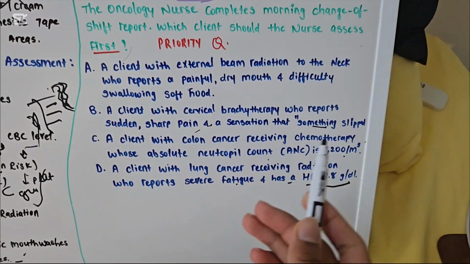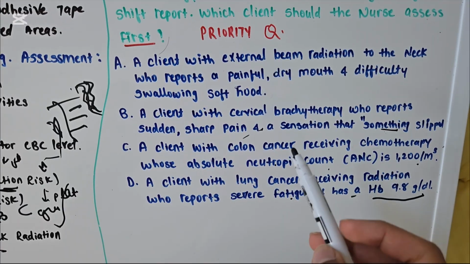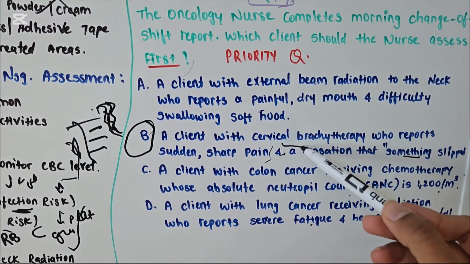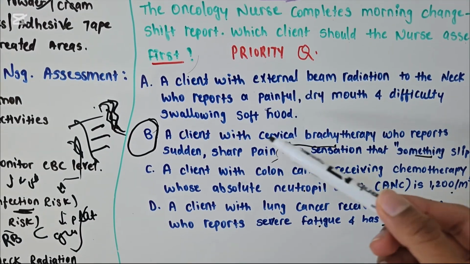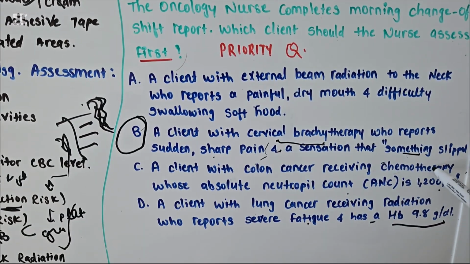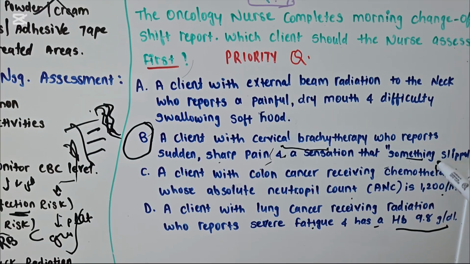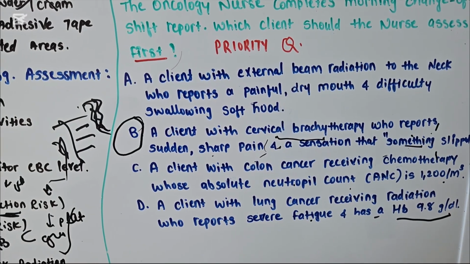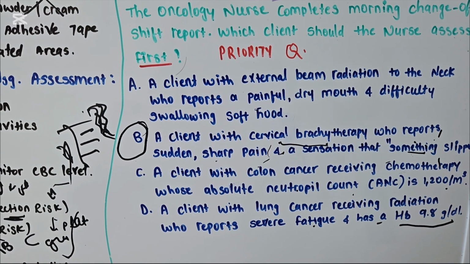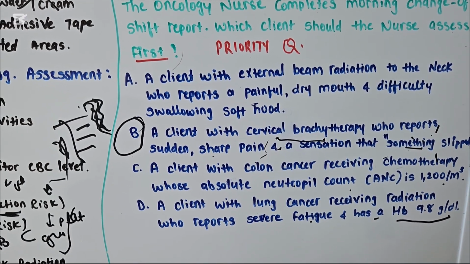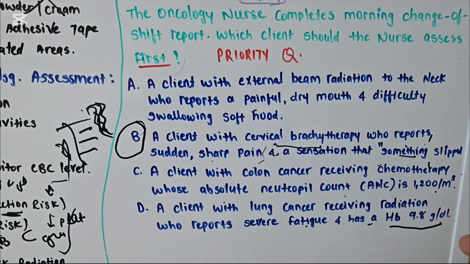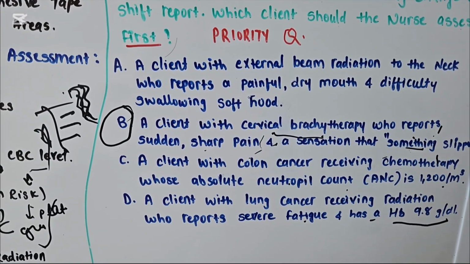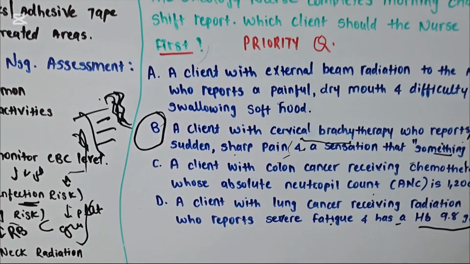So who do you think you can go and check on first? I think the second is our answer. Cervical brachytherapy is an implantation in the cervix, and sudden sharp pain and a sensation that something slipped means the implant has dislodged. So this client takes the priority. You go into the client's room, put on the lead apron, take the lead long-handled forceps, pick up the implant, put it down in the lead container, and close it. Then you inform the radiologist that this has happened. And it's very common, as we talked about in the last video.